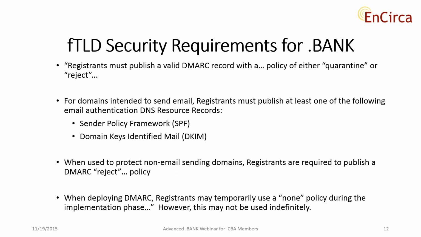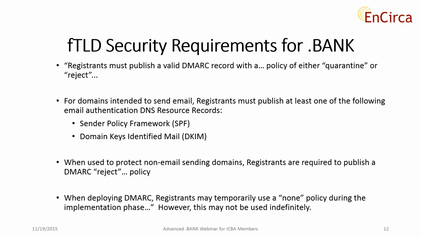Well, simply put, you need to implement DMARC, and you need to implement it in a way that prevents third parties from spoofing your sending identities. And I'm not going to read all of this. I'm going to focus on the first bullet and the last bullet. The first bullet says that registrants, yourselves, you must publish a valid DMARC record with a policy of either quarantine or reject. Now, what does that mean?